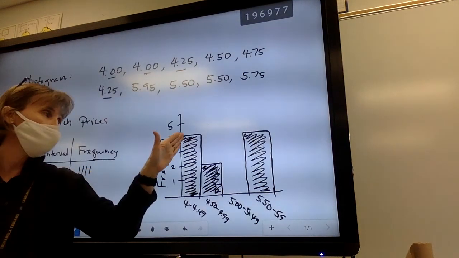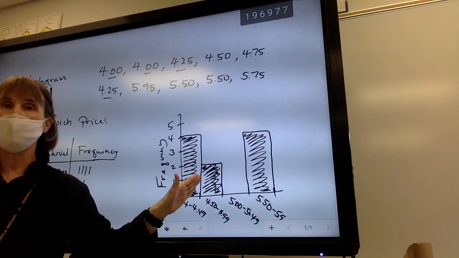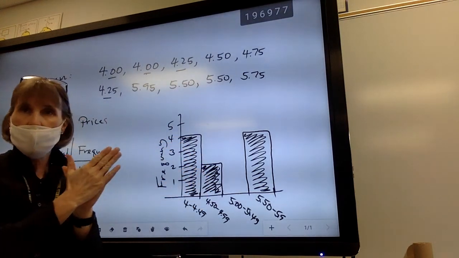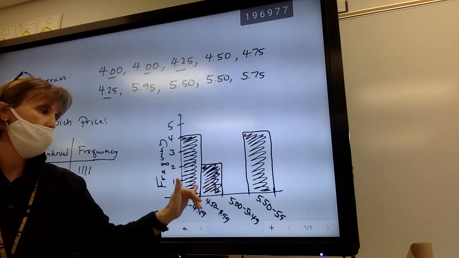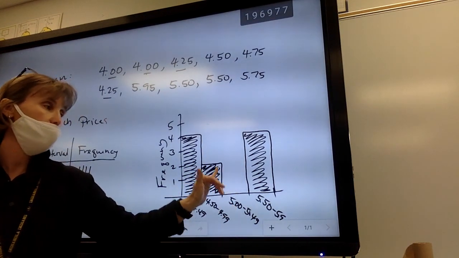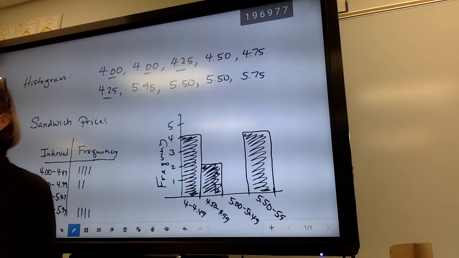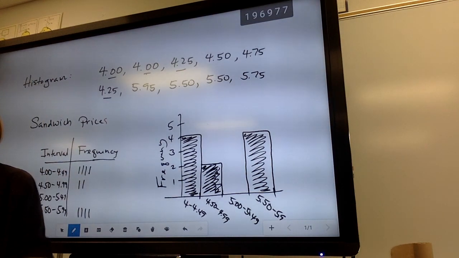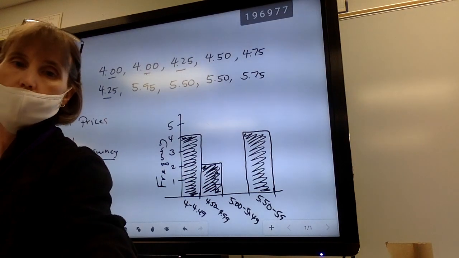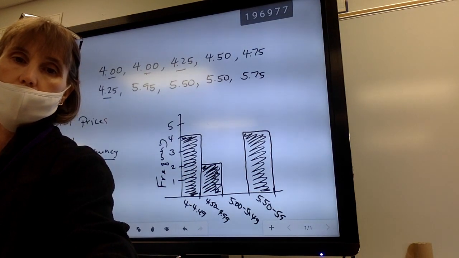Some things about your histogram: you should not leave spaces between the bars. So don't make a thin line and then a space and then a thin line. They should be next to each other. There should be nothing in between. This is blank because I can now visualize that that interval has nothing. No values fell in that interval. That's why there's a space there. Otherwise, they'd all be next to each other.